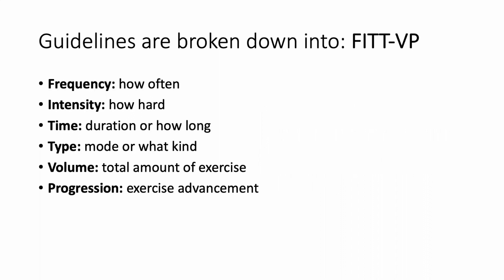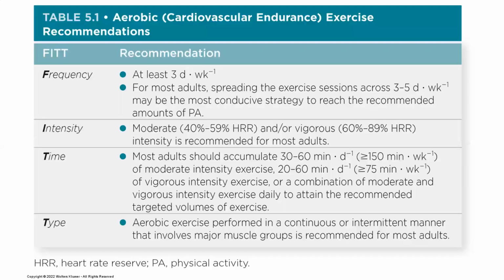So before we get into the recommendations, all of these guidelines that we'll talk about over the next couple slides are broken down into the FITT-VP principle. Basically FITT-VP stands for frequency, intensity, time, type, and then volume and progression. So this first table here are the aerobic exercise recommendations from ACSM. You can see on the left-hand side here, it's broken down into that FITT principle. Go ahead and pause the video here and read through these guidelines.